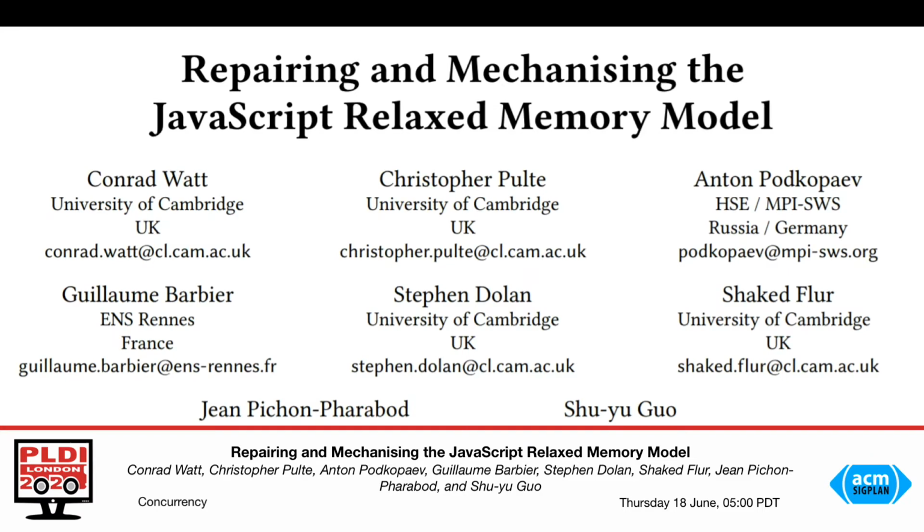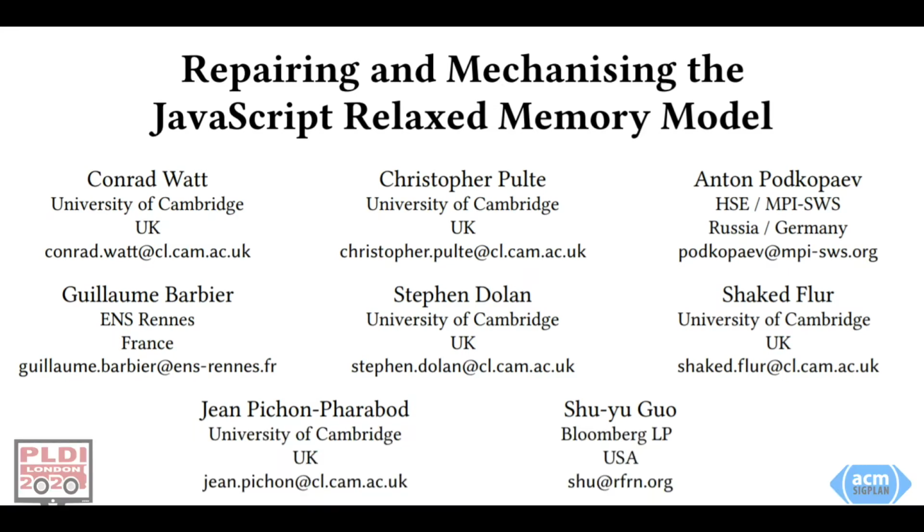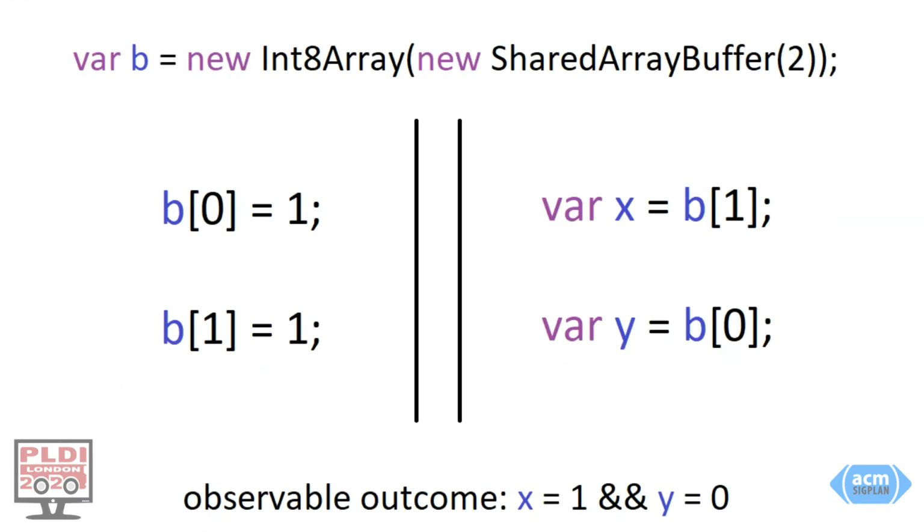Modern JavaScript provides the SharedArrayBuffer feature, which allows simple linear buffers of bytes to be accessed concurrently by multiple JavaScript threads. As a result of compiler and architectural behavior, such concurrent programs can exhibit executions which are not sequentially consistent. A simple example is shown on screen.